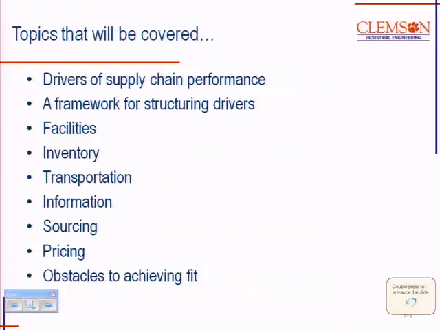The topics that we'll talk about today are what drives supply chain performance. Can we create or have a structure for the drivers that are going to have some weight or impact on how we see a supply chain performing? The ones that we'll talk specifically about are these 6: facilities, inventory, transportation, information, sourcing, and pricing. And then finally, any kind of obstacles that we would envision as problems to trying to achieve a strategic fit.